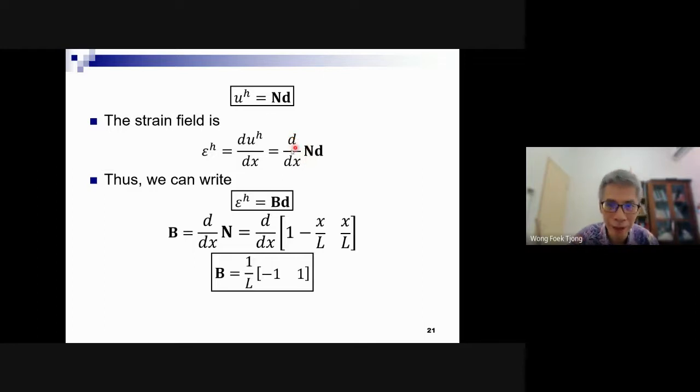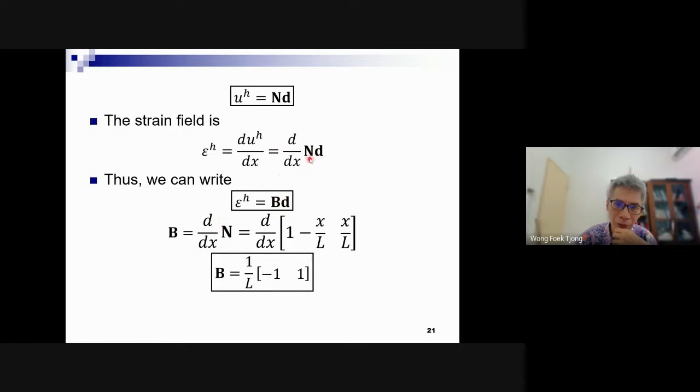I may explain it like this. The derivative of this matrix is another matrix, which I call B. So this is the strain that is consistent with the approximate displacement. The strain that comes from the approximate displacement I call epsilon h. I write B D. This is called the strain displacement matrix. But what is B? B is the derivative of N.